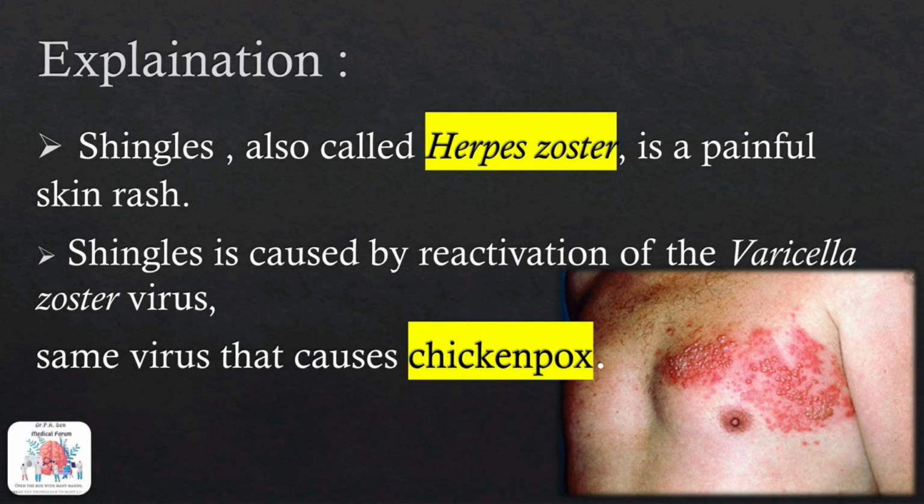Shingles, also called herpes zoster, is a painful skin rash. Shingles is caused by the reactivation of varicella zoster virus, the same virus which causes chickenpox. So remember, infection by varicella zoster in childhood causes chickenpox, and the reactivation of the same virus in adulthood causes shingles. Moving on to question number 2.